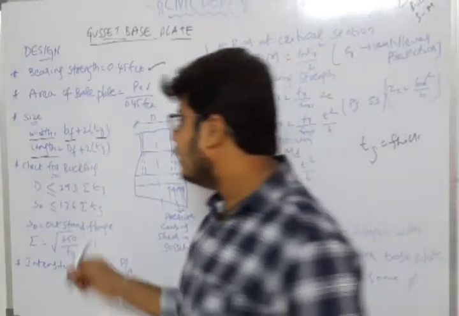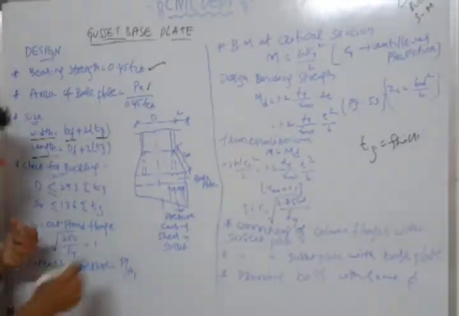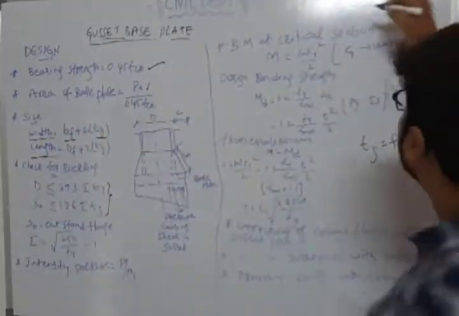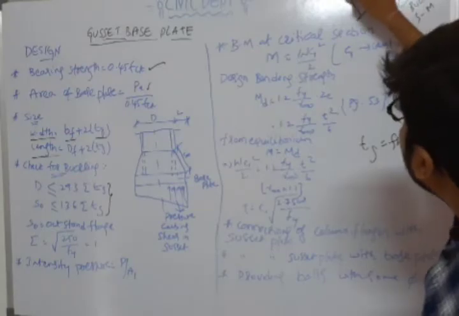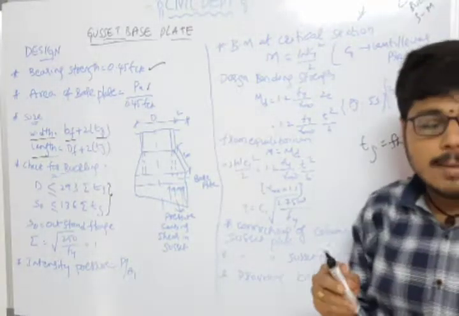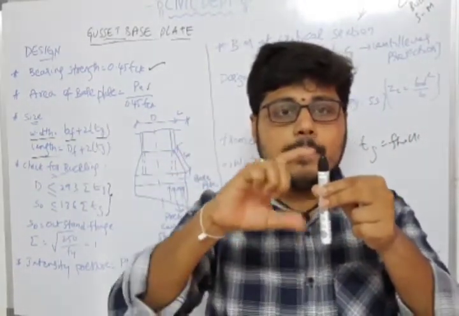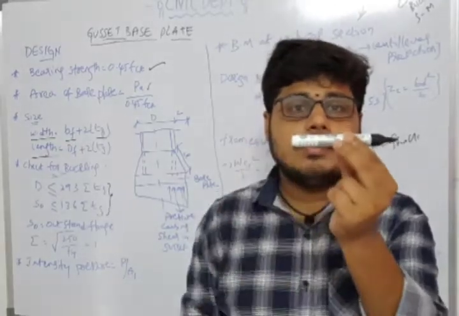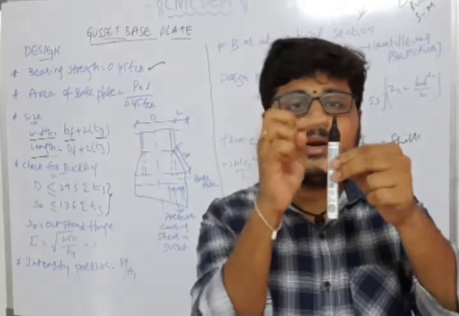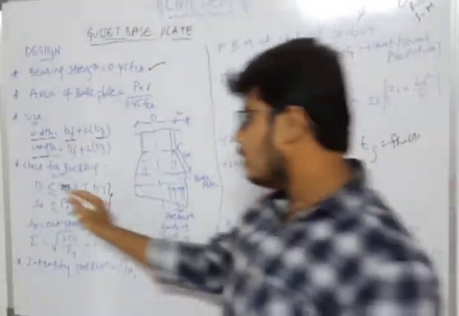Next step, the main step: check for buckling. I already told you what buckling is: when the axial load acts on the column, the column tends to buckle. Where the axial load falls on a column, the column tends to bend. For a beam we call it bending moment, but for a column it will buckle. So here we check for buckling.